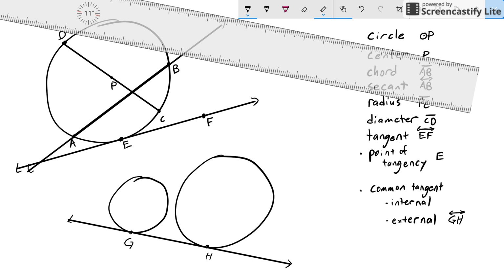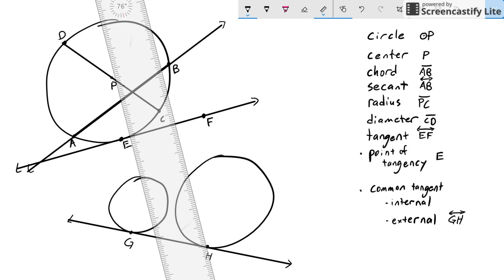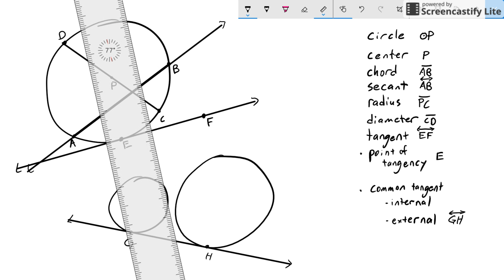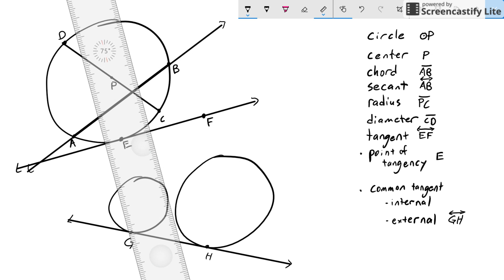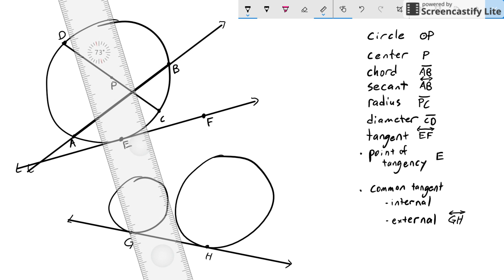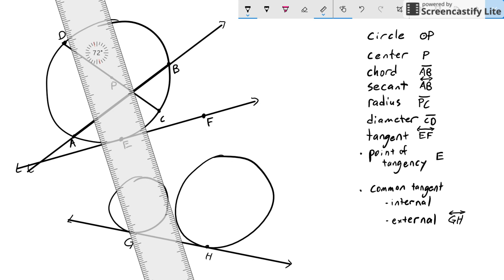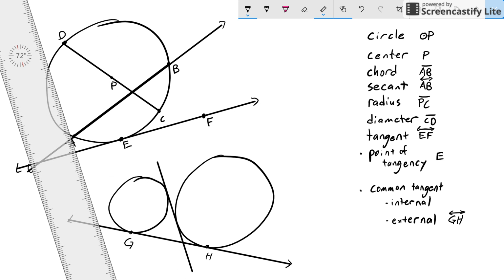So if I were to draw an internal one, it still has to be tangent, still stay outside of the circles, but it's going to pass between them. So it's going to kind of cut diagonally between the two. So something like this. And let's say that's point I, and this is point J. So line IJ would be a common tangent that's an internal tangent because it cuts between them.